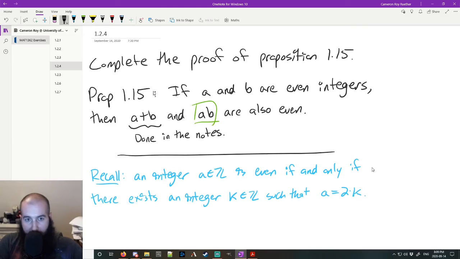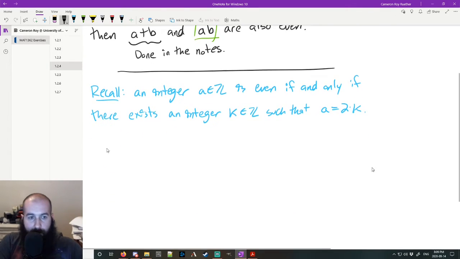So to prove this, we need to start with everything before the if. All we get to start with is if a and b are even integers. So let's let a and b in Z be even. These are our assumptions. What does this mean? Well, it means we can apply the definition of even to them.